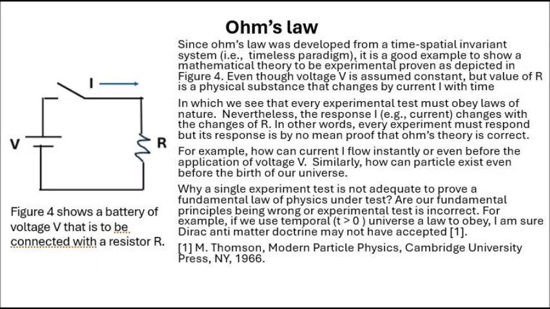Why a single experimental test is not adequate to prove a fundamental law of physics under tests. Are our fundamental principles wrong, or is the experimental test incorrect? For example, if we use a temporal universe, that is t greater than 0, laws to obey, I'm sure Dirac's anti-model doctrine may not be accepted.